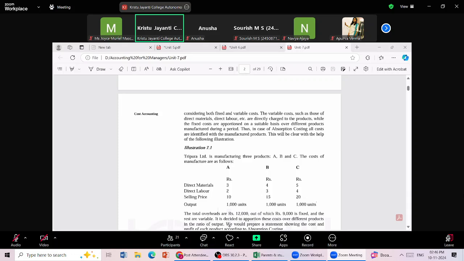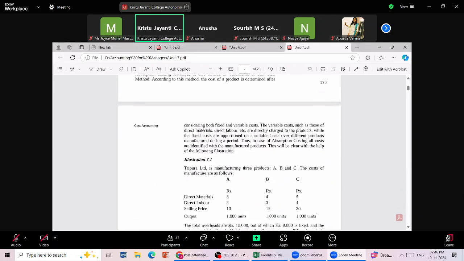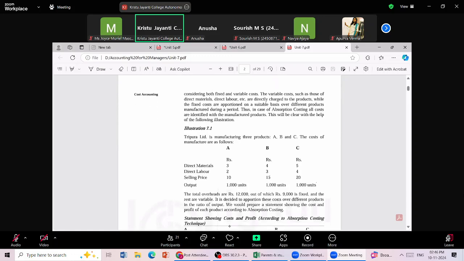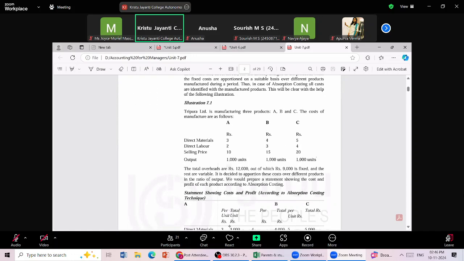In simple terms, it is a costing system that treats both fixed and variable cost as product cost. In marginal costing, fixed cost is not considered, whereas in absorption costing we consider both variable and fixed cost. Now you can see there is an illustration.